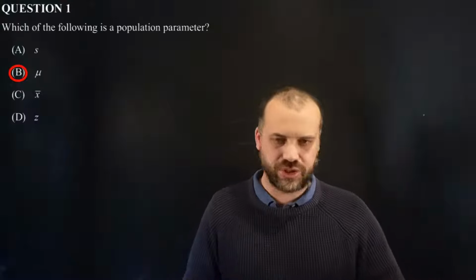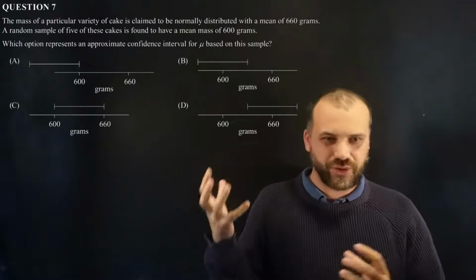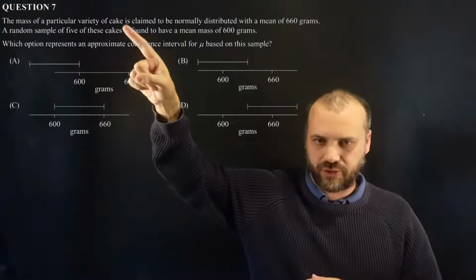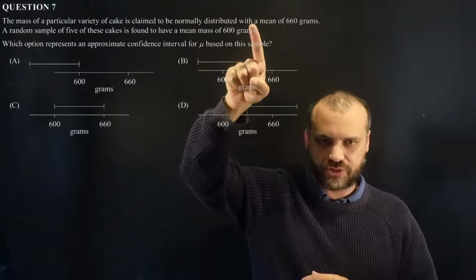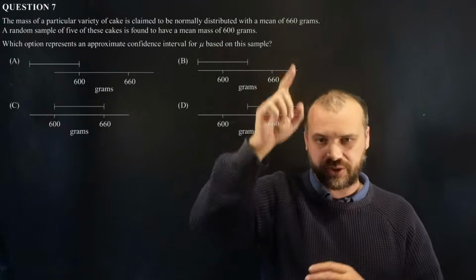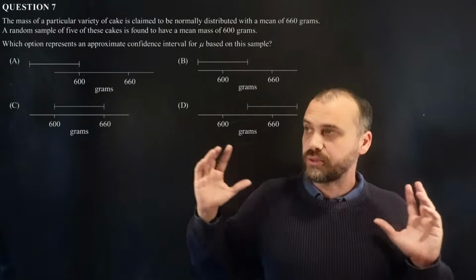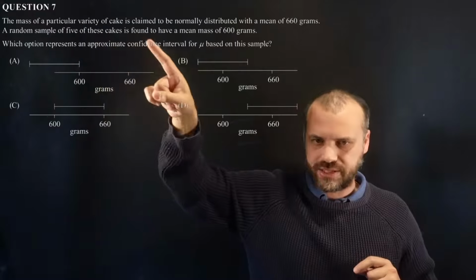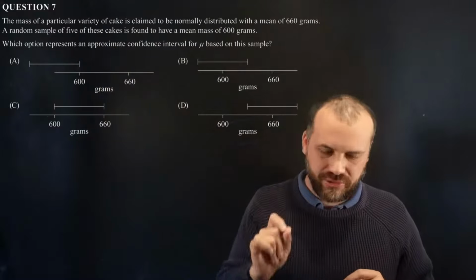Pretty straightforward question. Celebrate. All right, here we are again. Not a lot of calculations to be done here. It says the mass of a particular variety of cake is claimed to be normally distributed with a mean of 660. That 660 value, that's the mean of the population. Okay, a random sample of 5 of these cakes is found to have a mean mass of 600.